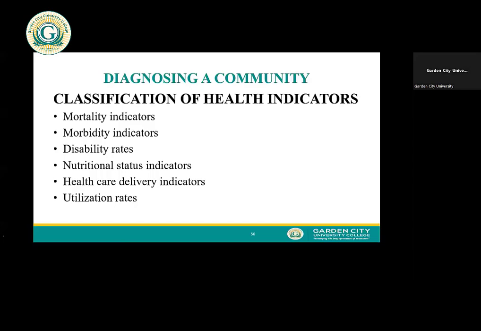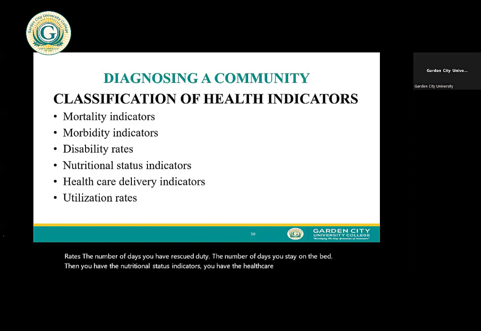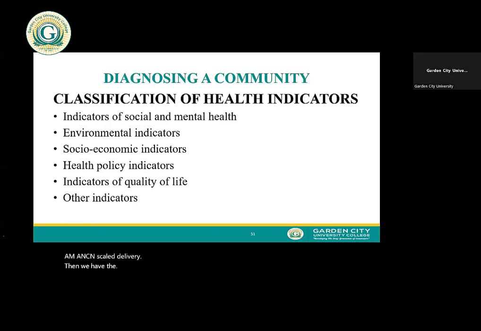Then we have the morbidity indicators. Examples are the prevalence rate and the incidence rate. Then you have the disability rates, the number of days you have excused duty, the number of days you stay on the bed. Then you have the nutritional status indicators and the healthcare delivery indicators. You have the utilization indicators, where we can think of ANC, the proportion of pregnant women who use ANC, and the proportion of pregnant women who use ANC and skilled delivery. Then we have the indicators of social and mental health. We can measure homicide and suicide.